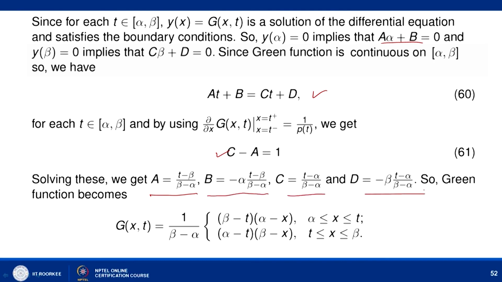So once you have a, b, c, d, then we can write down G(x,t) as 1/(beta minus alpha) times (beta minus t)(alpha minus x) when x lies between alpha and t, and (alpha minus t)(beta minus x) when x lies between t and beta. And if you remember, the proposed problem is a self-adjoint problem, so you can say that G(x,t) is also symmetric. So here we have utilized all the 4 conditions: G(x,t) satisfies the boundary condition, G(x,t) is continuous, and G(x,t) has a jump discontinuity at x = t. So using this we have G(x,t).